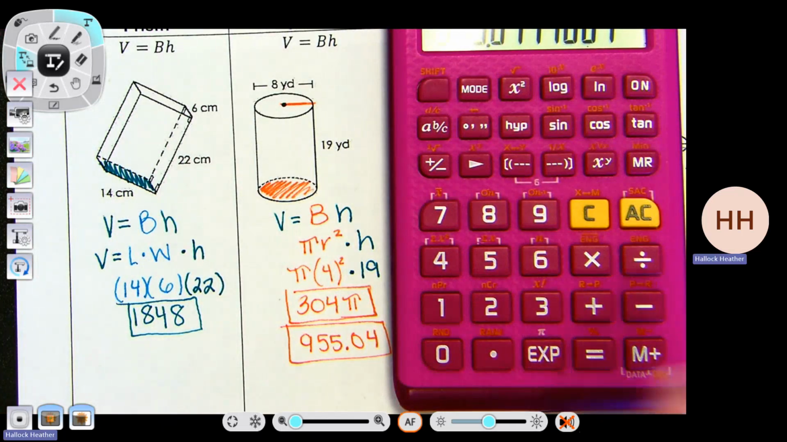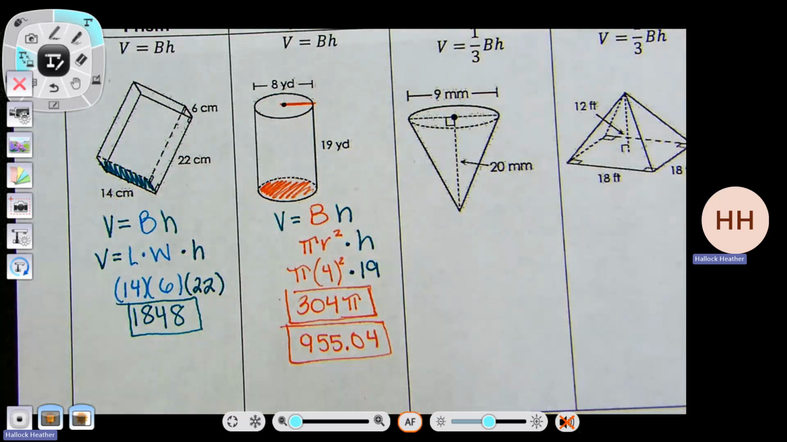Okay. So take a second. I want you to try number 1 and try number 5 down at the bottom. So try 1, try 5. Easy peasy.